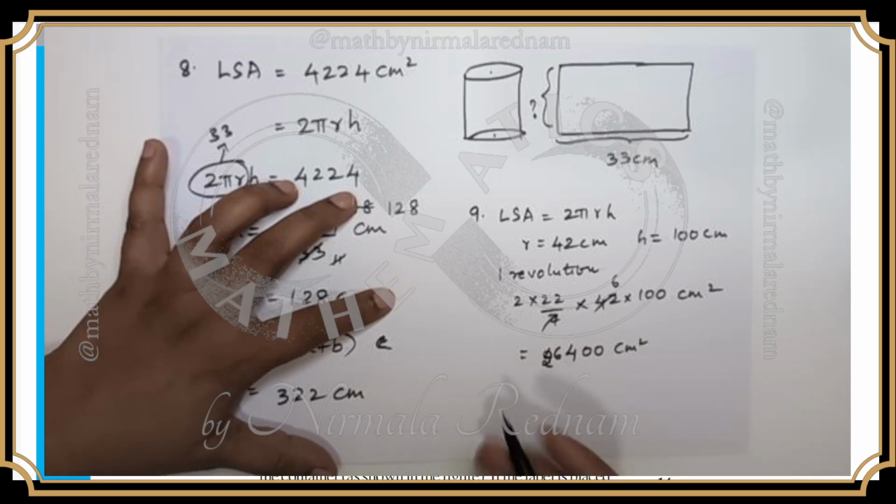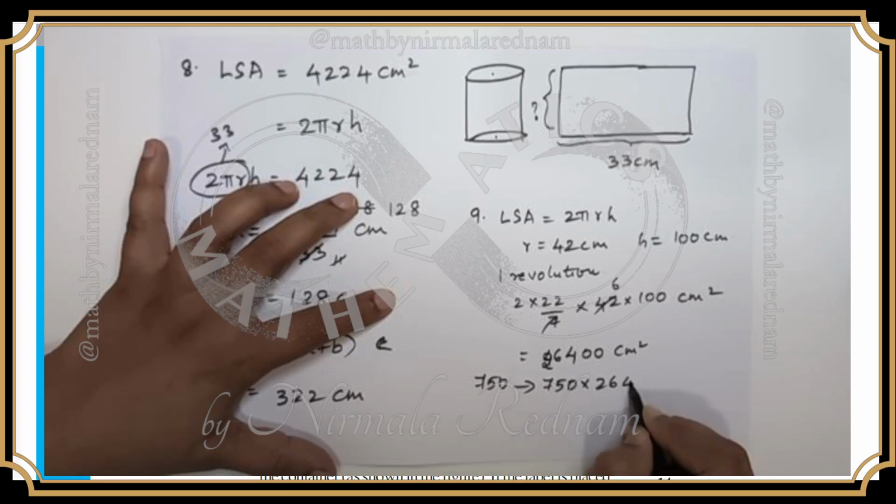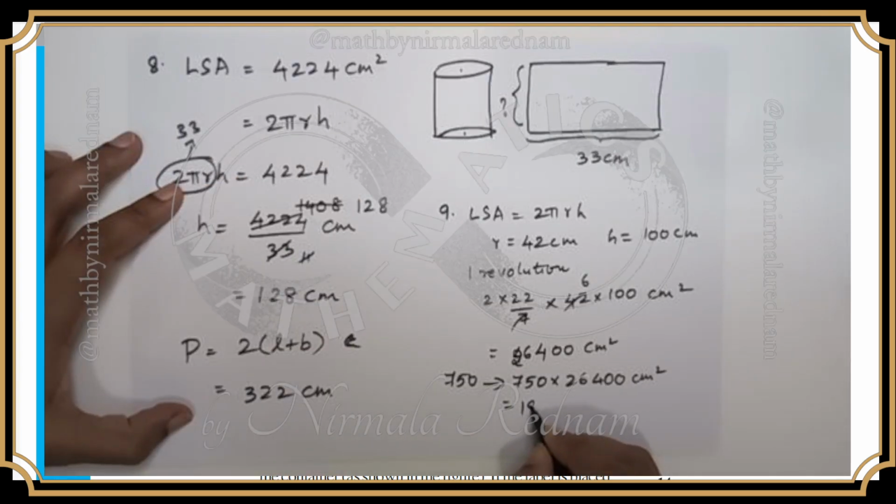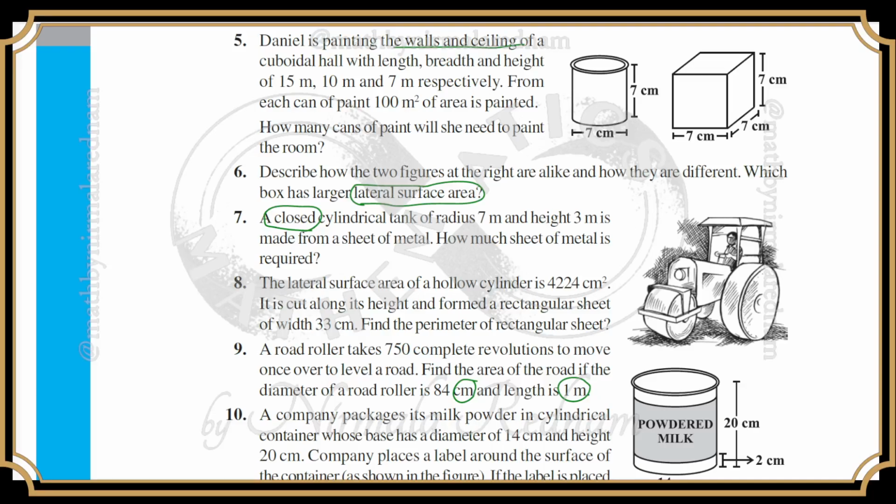Now I'm going to make 750 such revolutions. So I'm going to get 750 into 26400, which gives me a total of 198 and 3 more zeros. I'm going to convert it to meter square. 1 meter is 100 centimeters, so I can get rid of 4 zeros here. So I have 1980 meter square. This is the area that the road roller is going to cover, right? That is the question they're asking.